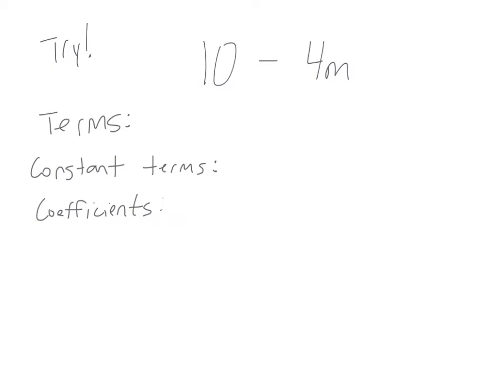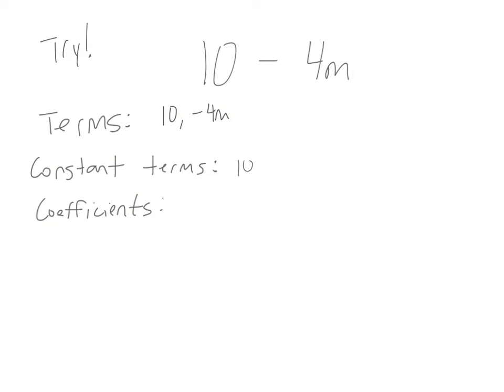Okay, so when we list, we're going to use commas to separate things. Okay, so terms, the whole thing, actually the whole algebraic expression here, everything in there is a term. So we would say 10 is a term, comma, and what kind of 4m is that? It's a negative, so we say negative 4m. How about constant terms? Well, remember constant terms are only numbers, so 10 is our constant term.